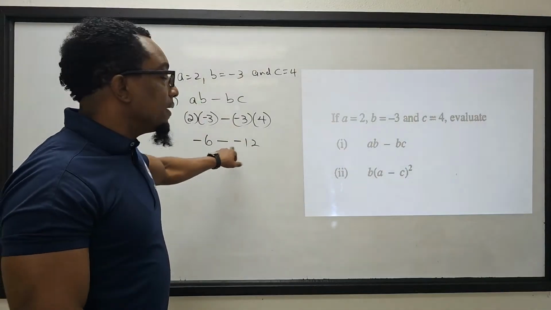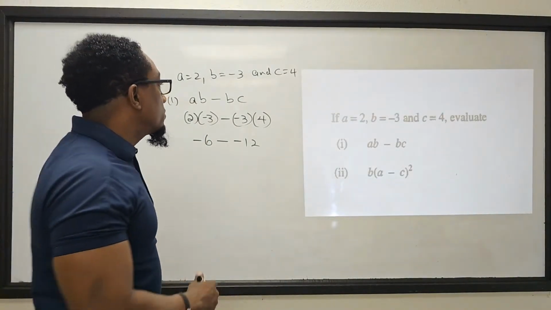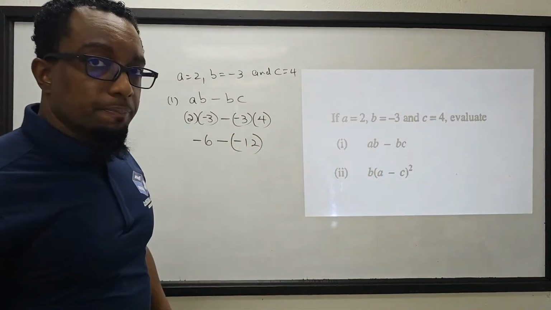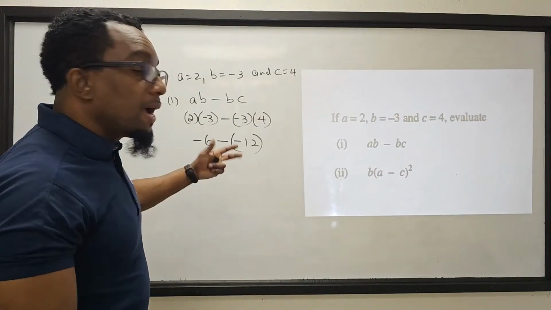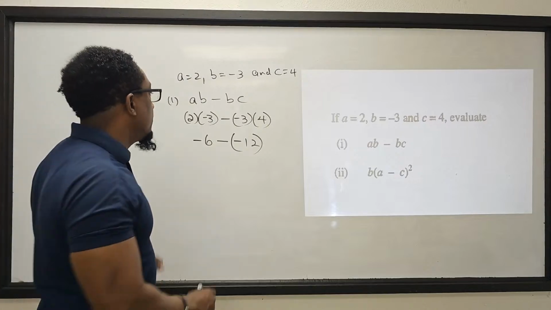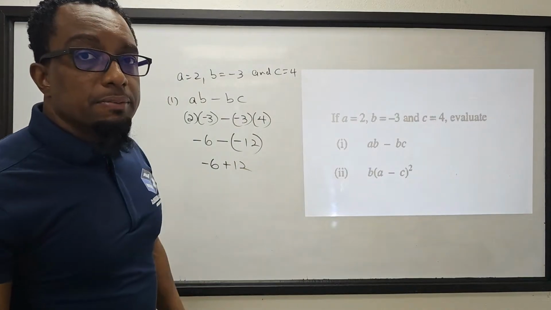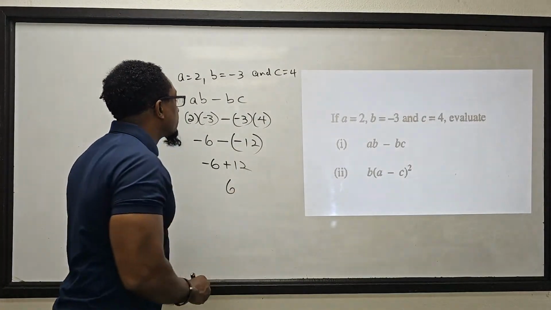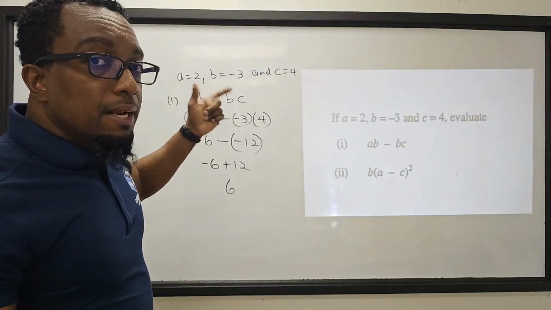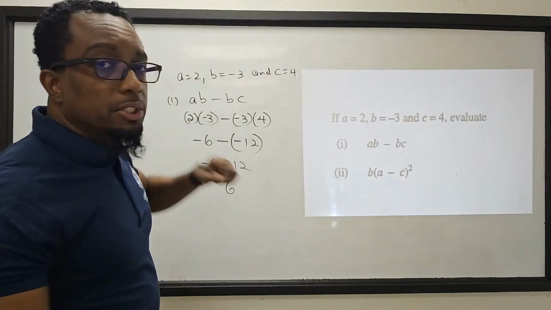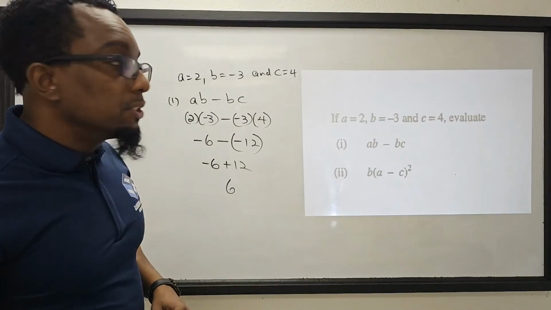But when two signs clash, you separate them by using what? Brackets. And of course, what we want to do is remove the brackets, because brackets imply multiplication. This will be -6. A minus by a minus is a plus 12. And -6 plus 12 will give me +6. So very important. We're replacing these variables in the algebraic expression with the numbers given. And of course, we simplify to achieve our result.